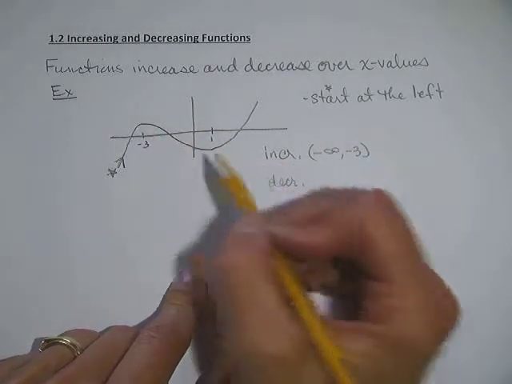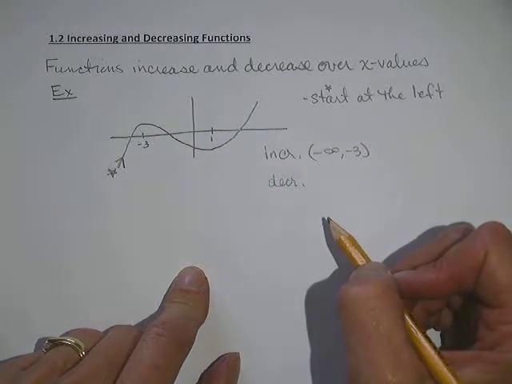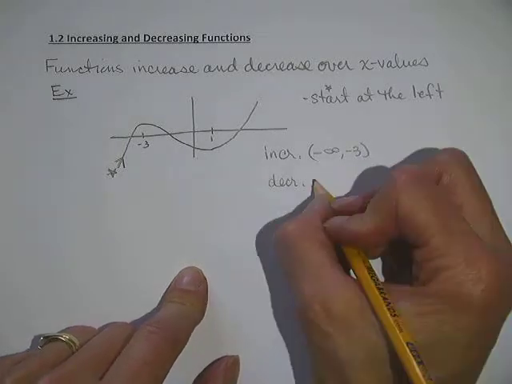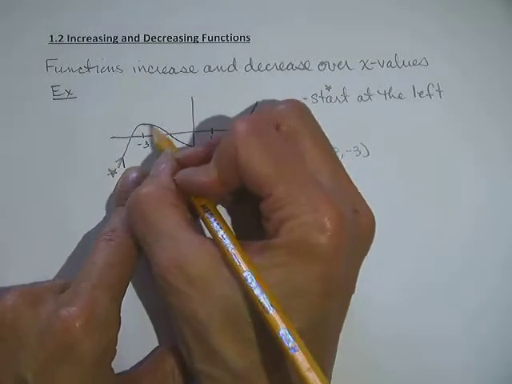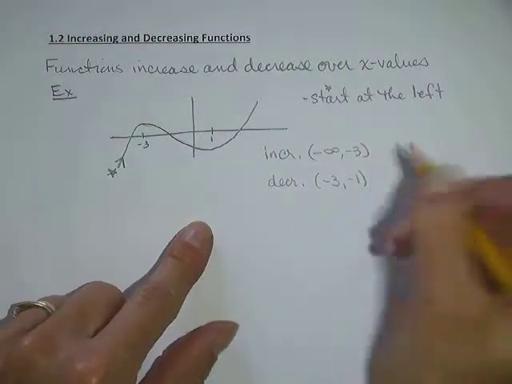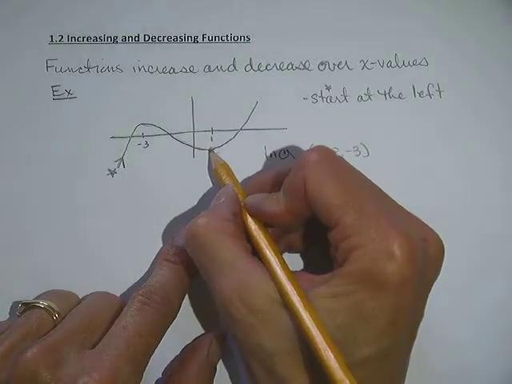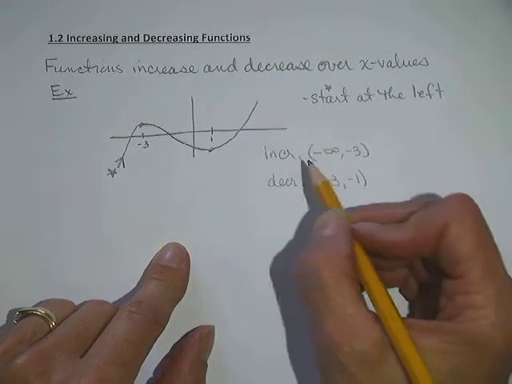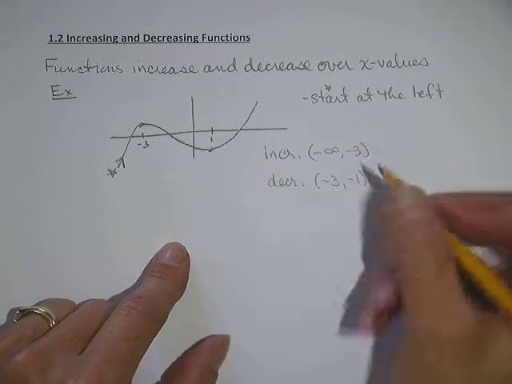Where am I decreasing from on the graph? From what x values to what x values? I'm going to go down from negative 3 to negative 1. And then what happens right here at negative 1? I'm going to start increasing again.